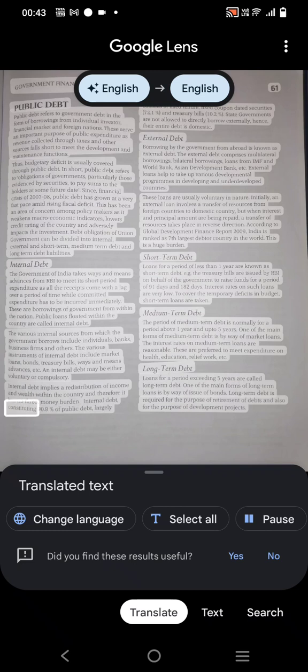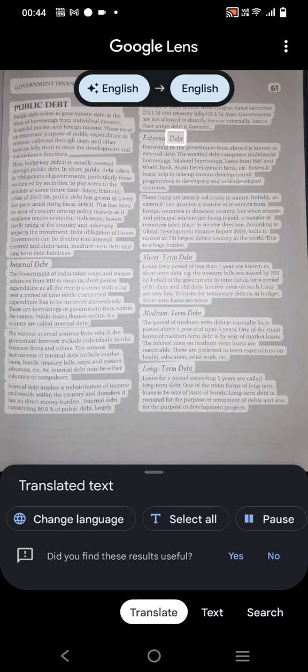Internal debt, constituting 90.9% of public debt, largely consists of fixed tenure, fixed coupon dated securities, 72.1%, and treasury bills, 10.2%. State governments are not allowed to directly borrow externally, hence, their entire debt is domestic.